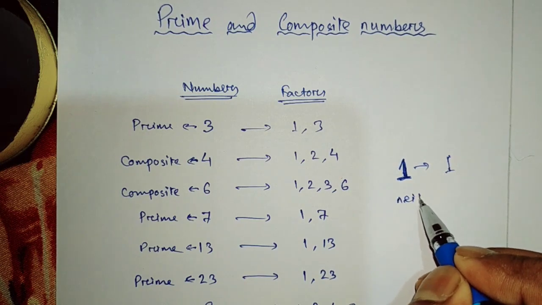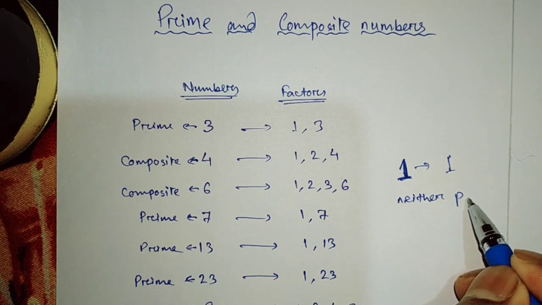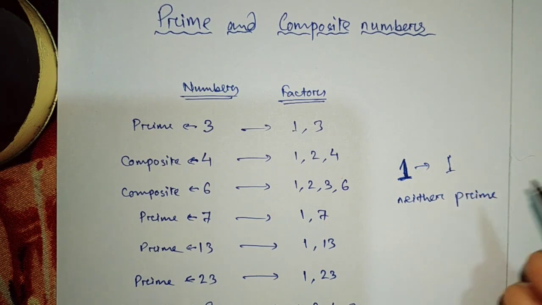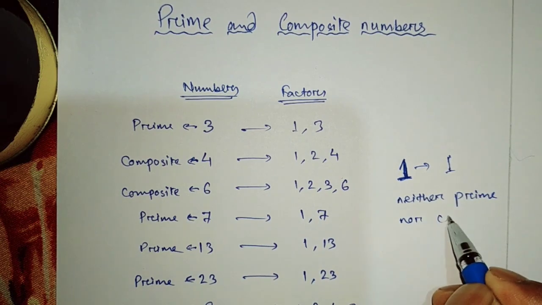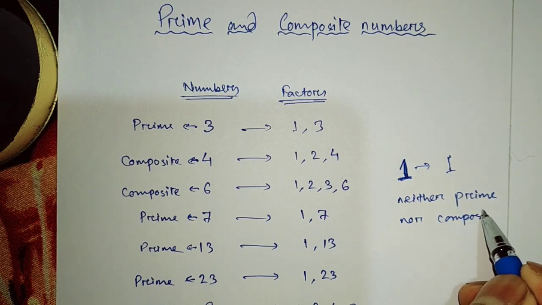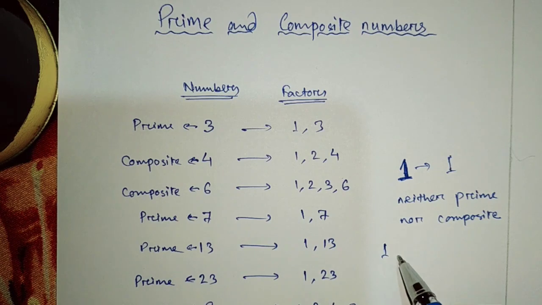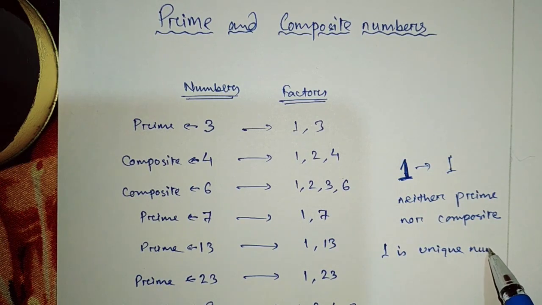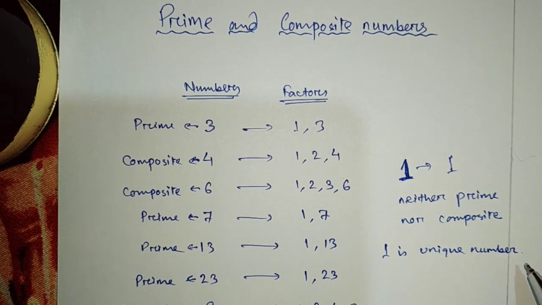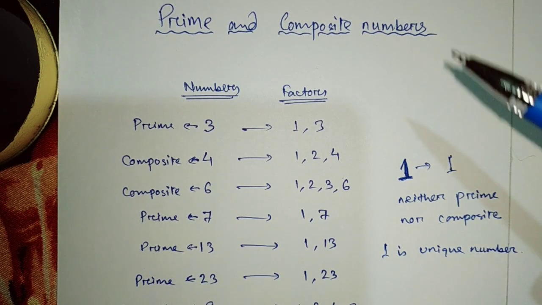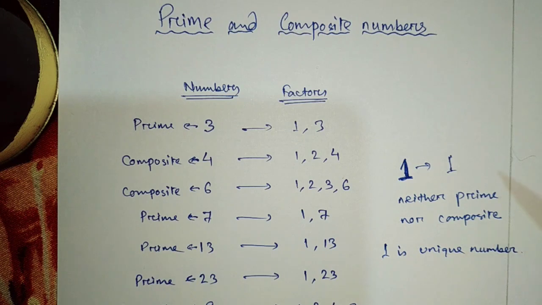One is neither prime nor composite. One is a unique number. It is not a prime number, and it is not a composite number either.